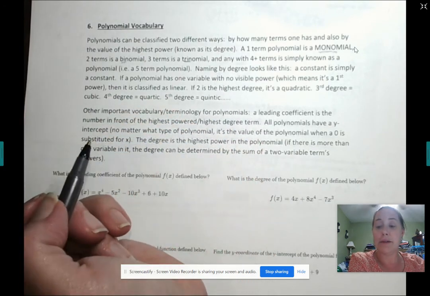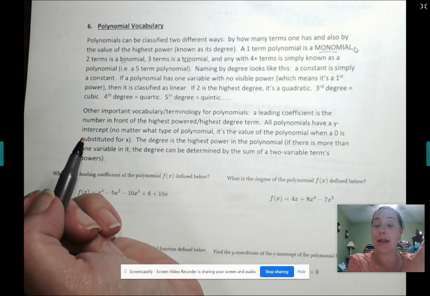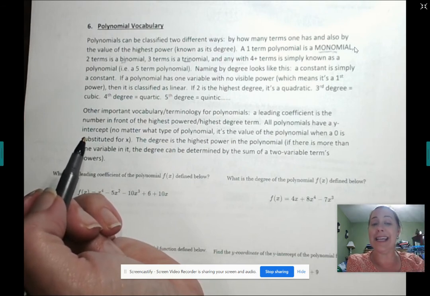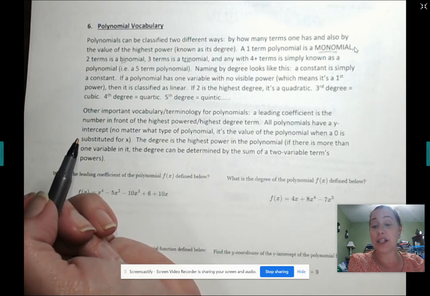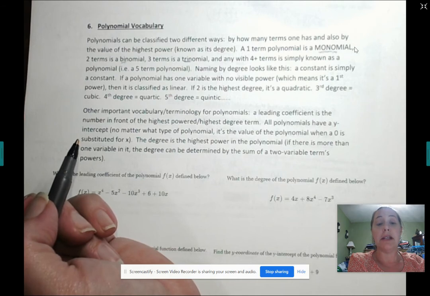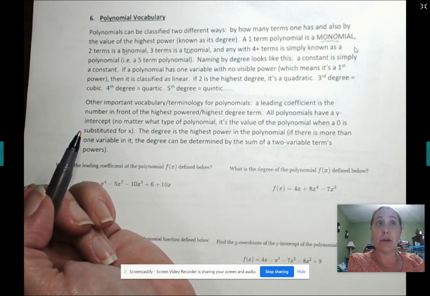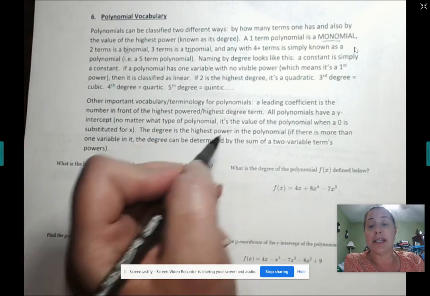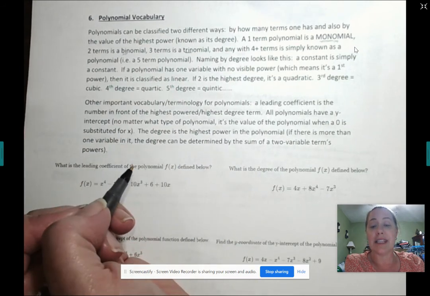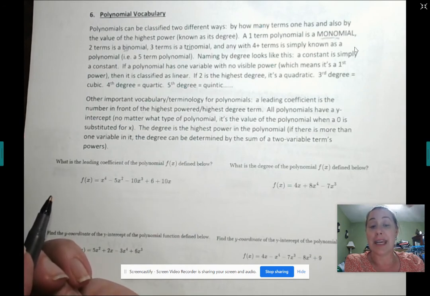Make sure you know what a leading coefficient is. Whatever term has your highest power determines your degree, and the coefficient in front of that is considered your leading coefficient. It may not be written first originally, but it would be written first if you put it in standard form. Remember that all polynomials have a y-intercept. Whenever you plug in a 0 for x, whatever you get would be the value of your y-intercept, the y-coordinate of your intercept. And then the degree is the highest power. If there's more than one variable, like if it's xy in your problem, you would have to add those powers of the x's and the y's together per term to find the degree of that polynomial.